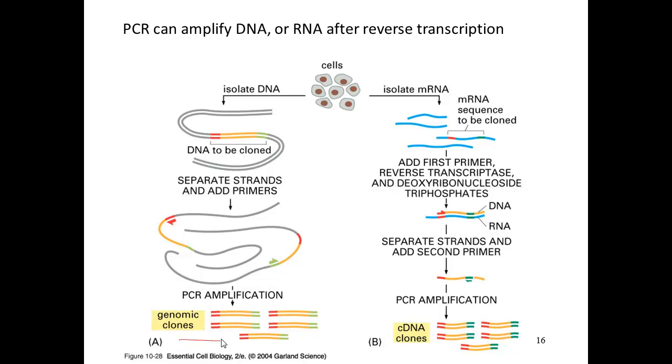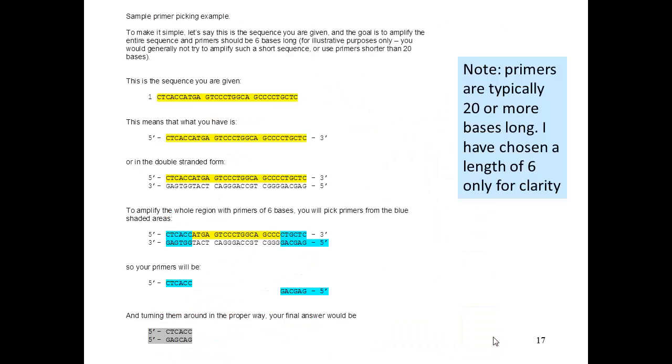PCR, of course, can be used to amplify DNA isolated from cells. And using reverse transcriptase, we can convert mRNA into DNA, and then we can amplify that DNA. So in essence, by using the technique called RT-PCR, or reverse transcriptase PCR, we are creating copies of RNA using this DNA technology. In order to do PCR, you have to have the very fundamental skill of identifying PCR primers, and we've worked on that a little bit in the class.